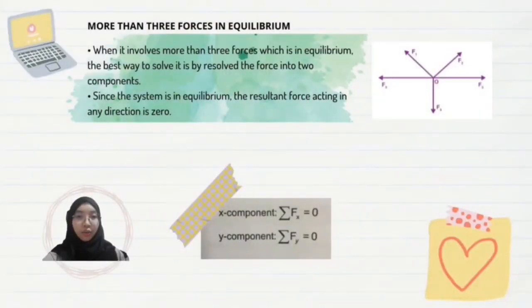Next, for more than three forces in equilibrium, the best way to solve it is by resolving the forces into two components. Since the system is in equilibrium, the resultant force acting in any direction is 0. So, the formula is that the x and y components equal 0.